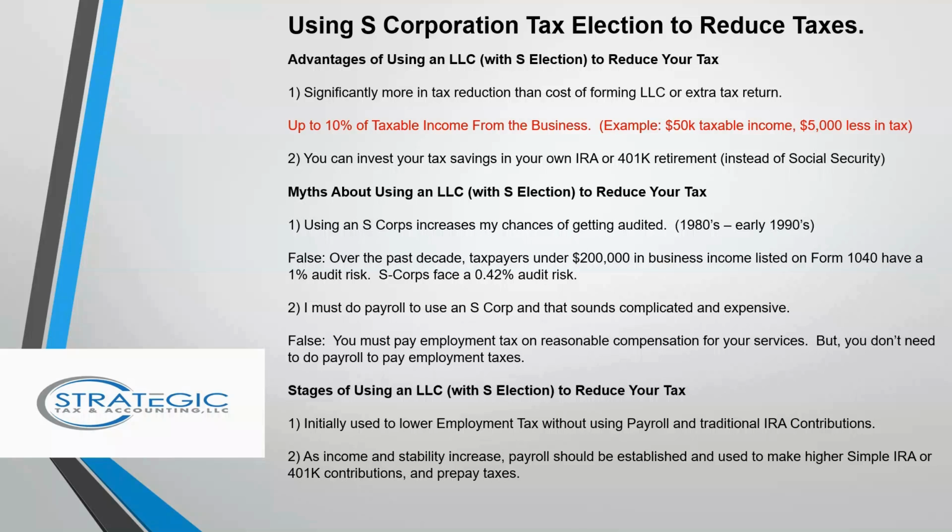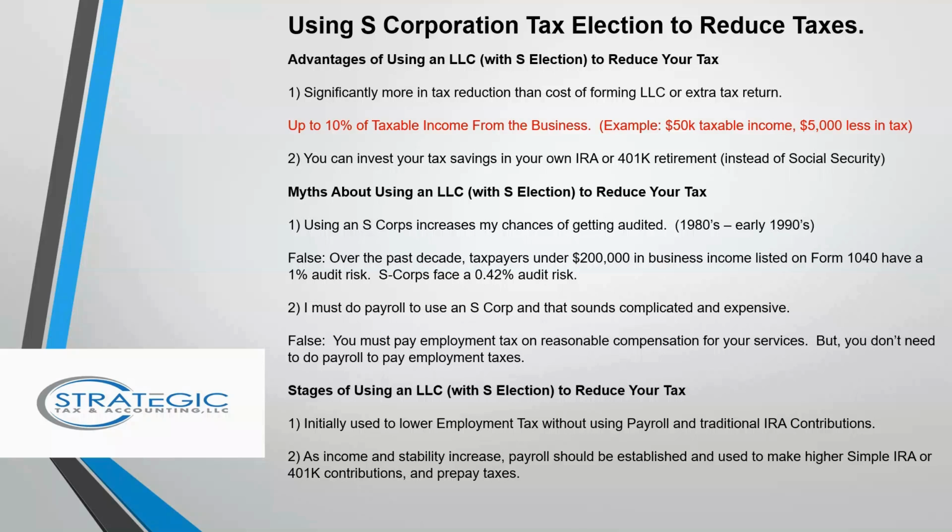And we talked earlier about you're putting less into Social Security, but you can turn around and take that money and put it into your own IRA or 401k under this business or your name. And so you can still be investing for retirement, but in your own accounts that you control as opposed to Social Security. Okay, so what are some myths about using an LLC with an S election to reduce your tax?